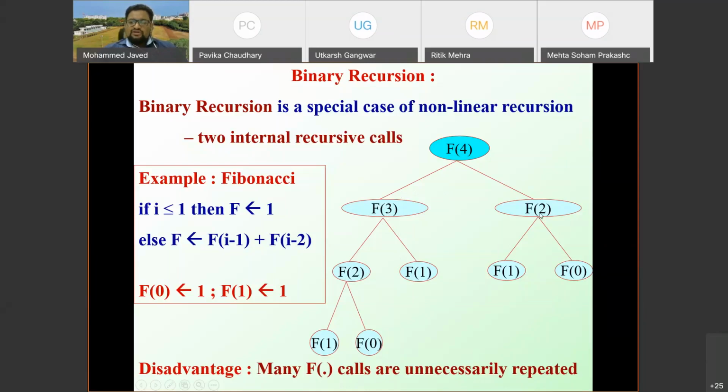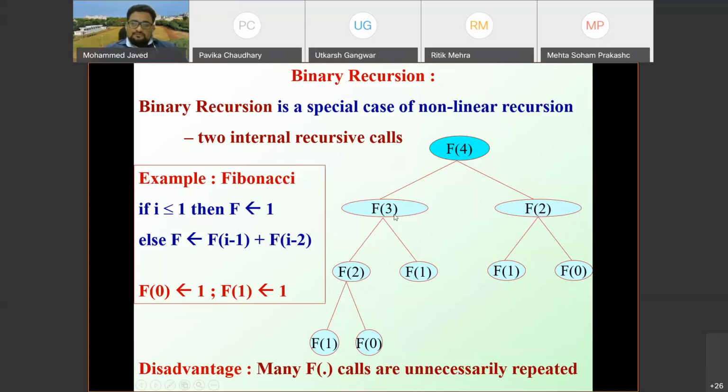Similarly, f of 2 is split into f of 1 and f of 0. So recursively the answer comes in a bottom-up fashion. Splitting is from top to bottom, whereas in merging the answer comes from bottom to top. So what is the disadvantage? If you clearly observe this recursion tree, you would see that there are many unnecessary function calls. For example, f of 4 is split into f of 3 and f of 2, but you see that the answer for f of 2 is already available here.